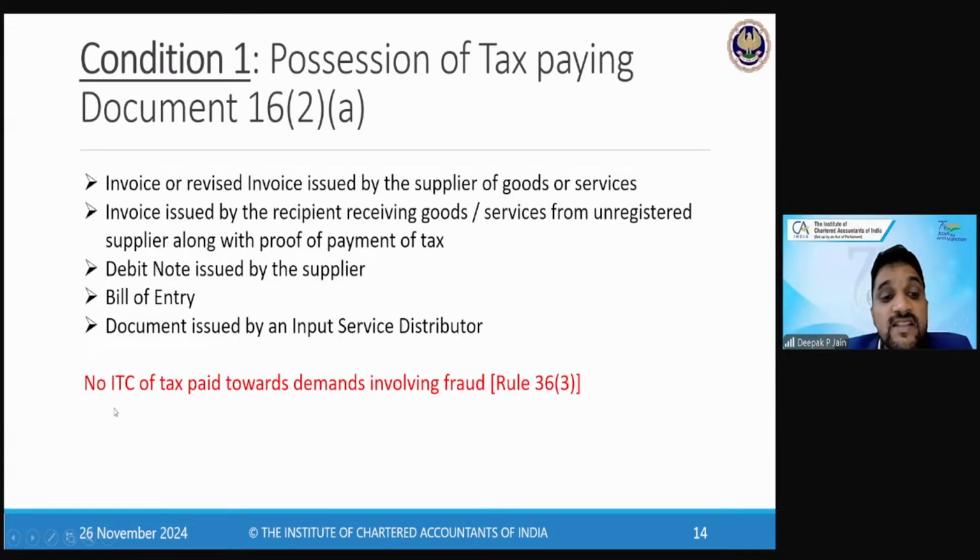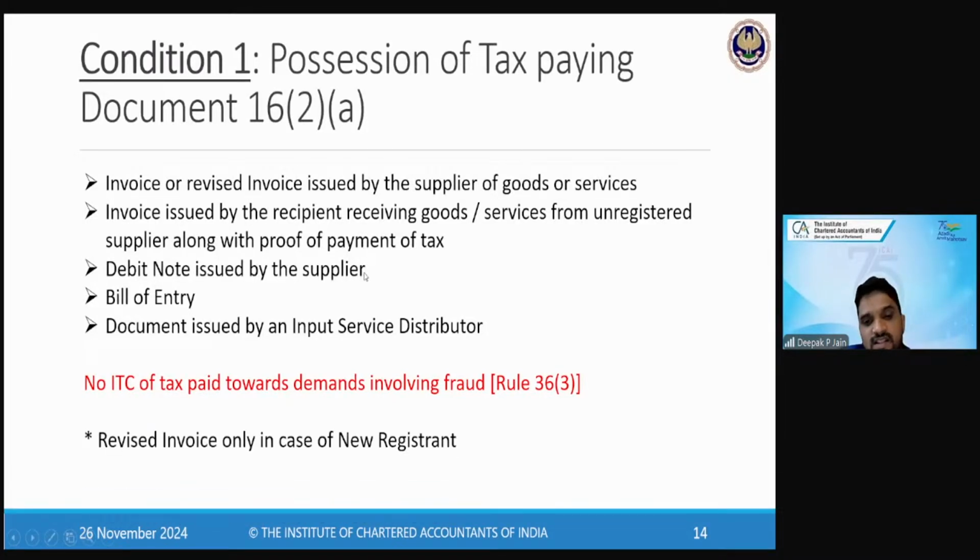Now, no ITC of tax paid towards demands involving fraud. This is a very important provision: if any fraud case has been detected and you have claimed the ITC, तो फिर आपको credit नहीं मिलेगा. So in fraud cases, you cannot get the benefit of input tax credit. In cases of fraud, ITC is not available.